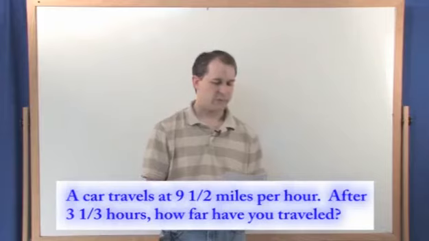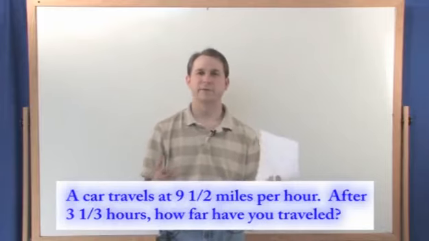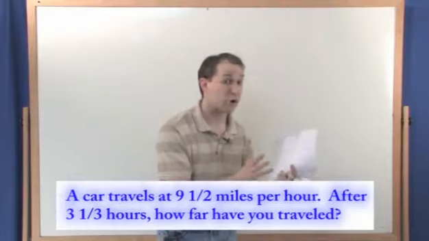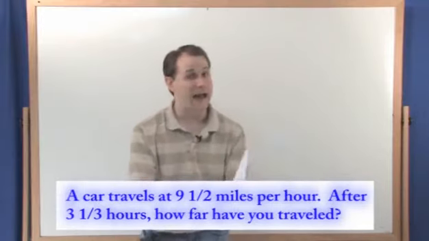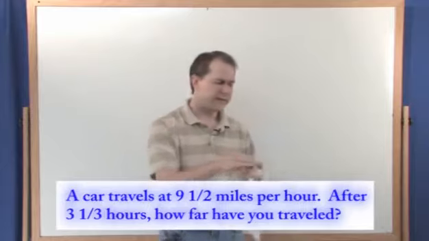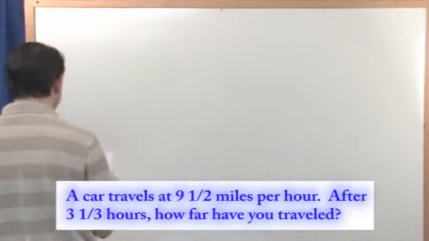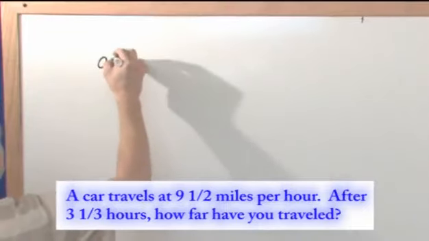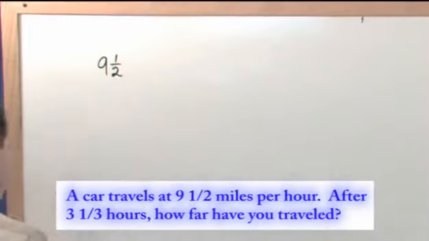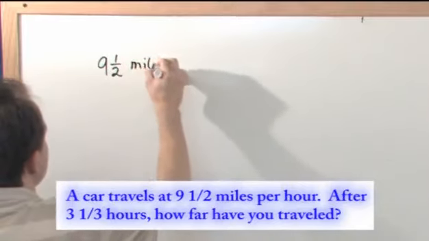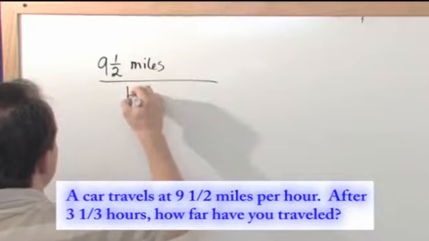Okay, so that should hopefully make sense to you from a point of view of just thinking about you have so many miles per hour times the number of hours you're on the road gives you the total distance you've gone. But even if you have no idea if you should multiply or divide or whatever, you can always use your units. So in this case, you have 9.5, and the unit is miles per hour.